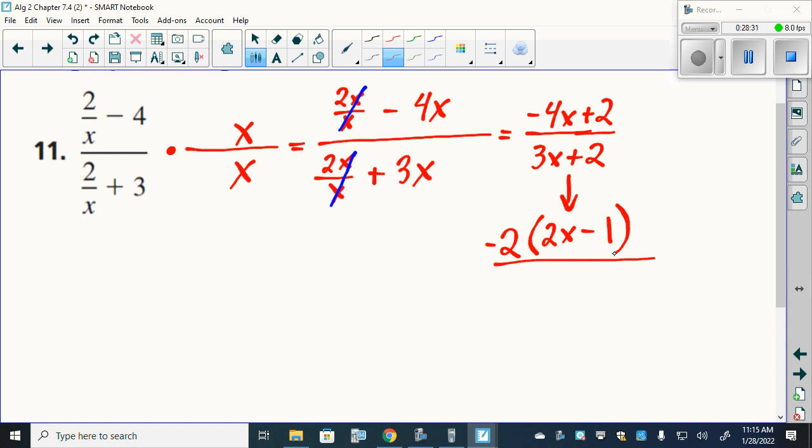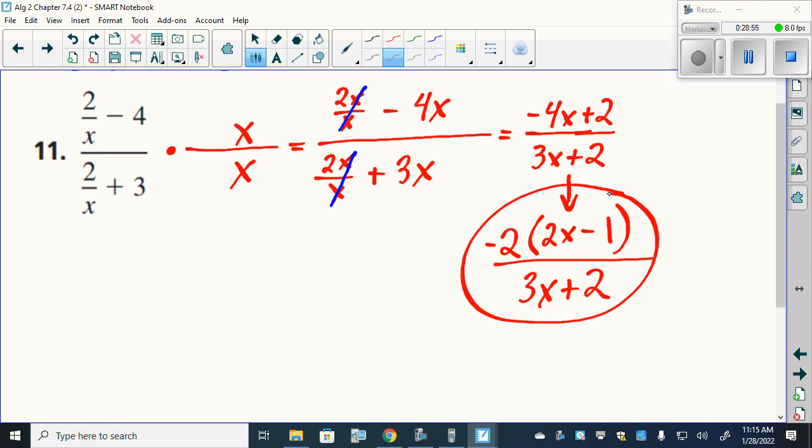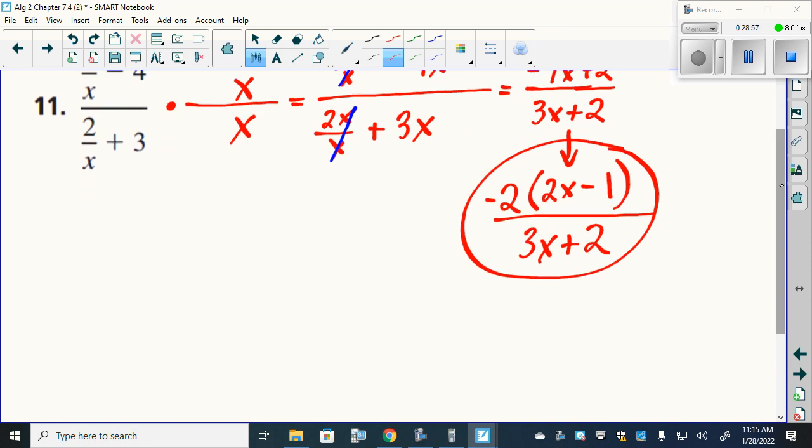Because when we factor the negative, the signs all flip. So since the x was negative, it's now positive. Since the 2 was positive, it's now negative. And 4x divided by 2 is 2x, and 2 divided by 2 is 1. And it's over 3x plus 2, because the denominator, we can't have a greatest common factor or anything of the such.